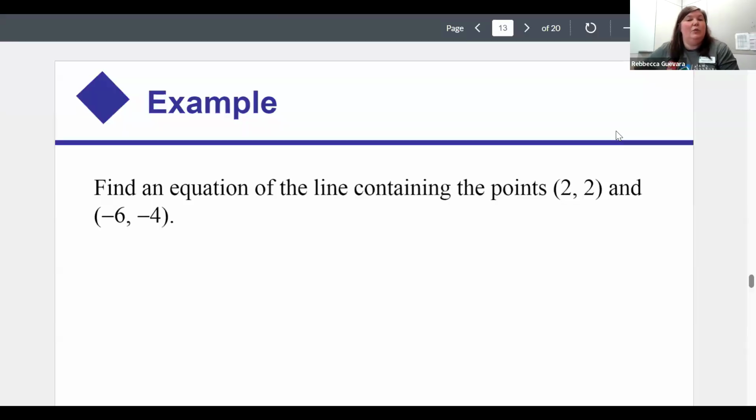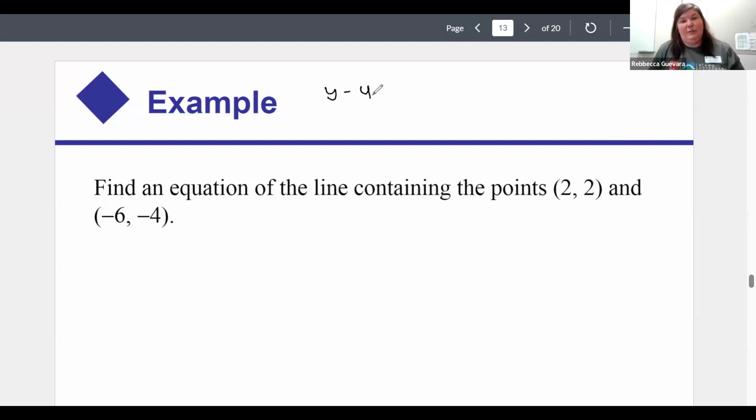All right, so we're going to move on to the next objective. We were able to write the equation of a line given a slope and a y-intercept, and a slope and a point. Now we're doing 2 points. So 2 points isn't that much harder. It's just one little step in there.